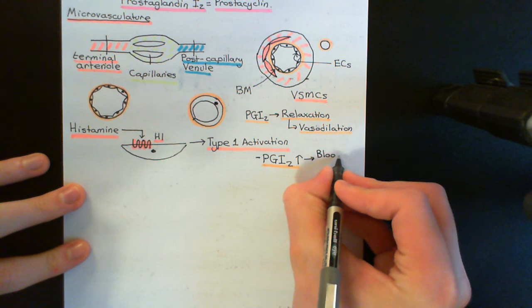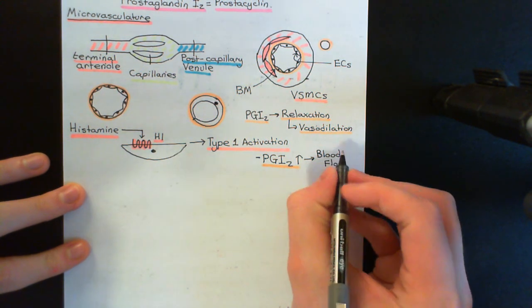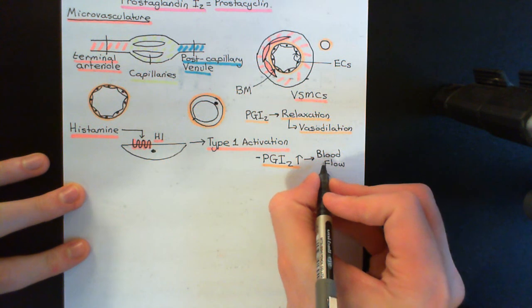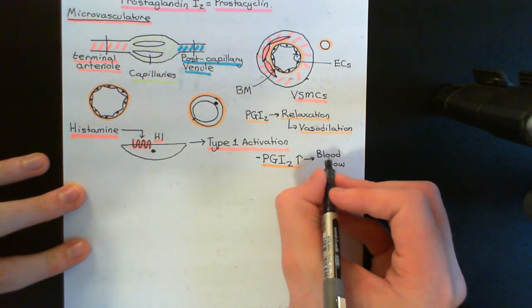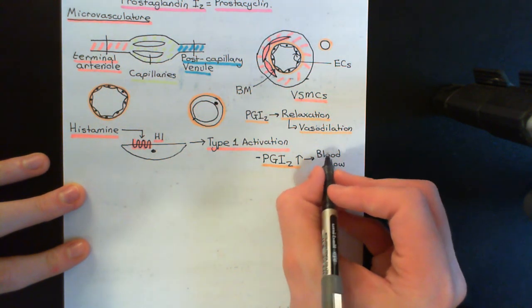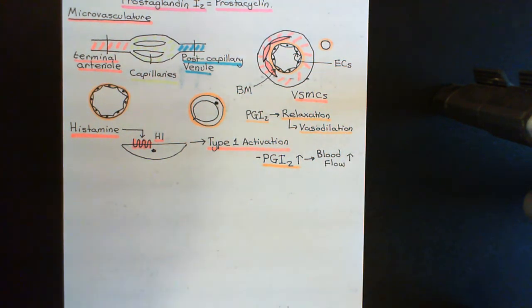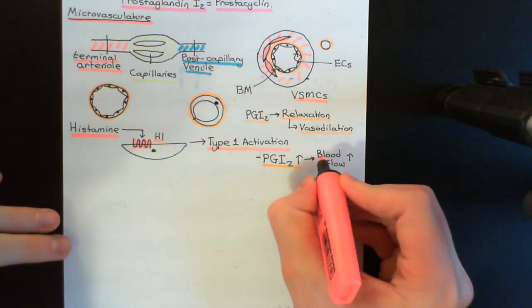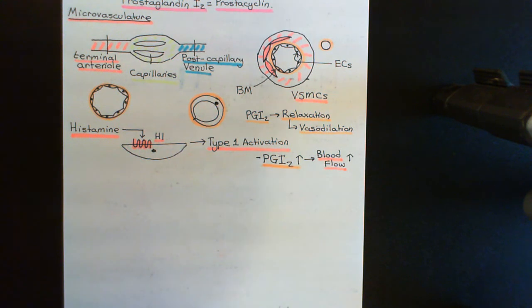Now, why is that a good idea? Well, remember the big picture. What are we trying to do? Recruit troops to our area. If we've got a higher blood flow, then we've got more troops flowing through that area at any one time, and therefore we've got more chances to recruit troops out of the blood into the extracellular fluid. So increasing blood flow sounds like a good idea. It sounds that it's going to help us get troops into the extracellular fluid to fight the pathogen. Okay, so prostaglandin I2 is going to help increase blood flow.